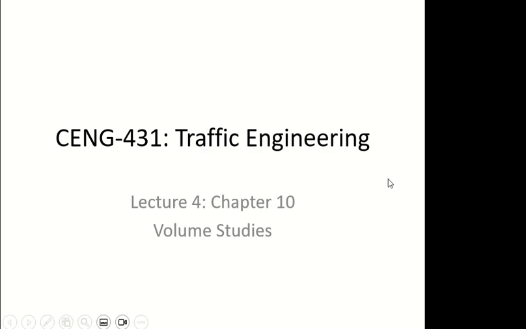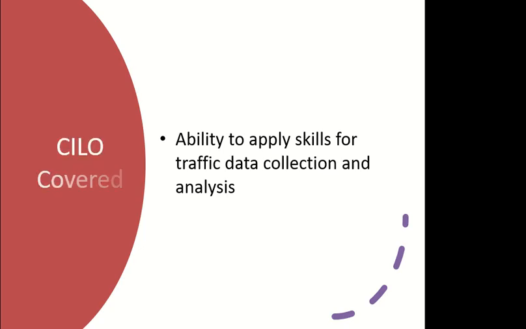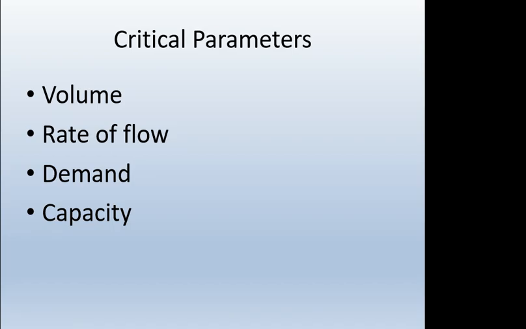Okay, moving on to the next topic, which is volume studies, and this is chapter 10 of the book, and we are covering the same silo, which is the ability to collect and analyze traffic data. We already know about some of these parameters. Okay, so volume can be daily volume, hourly volume. We have rate of flow, which is flow converted to per hour rate. We have demand, which is number of vehicles trying to enter the highway, and we have capacity. You just calculated capacity for the last examples as well, which is the maximum flow rate the highway can handle.